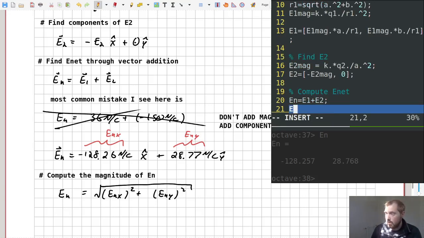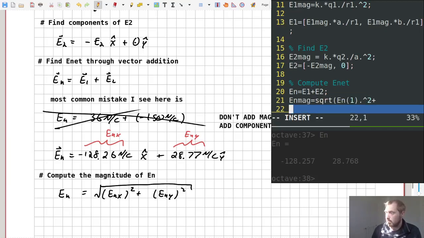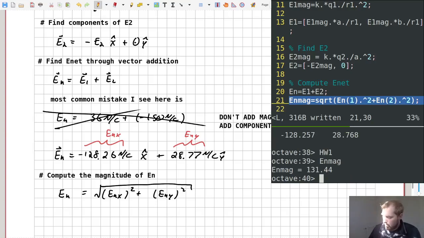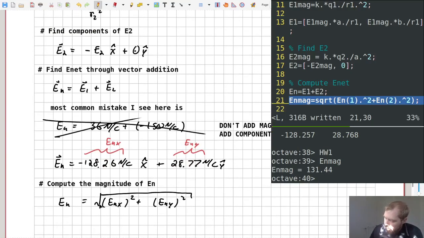Here we'll do it this way, right? Let's see here. The E net magnitude will be the square root of E net 1, squared, plus E net 2, squared. I get something in the ballpark of 131.44 newtons per coulomb.